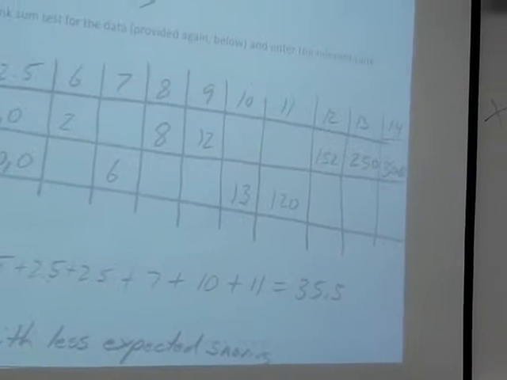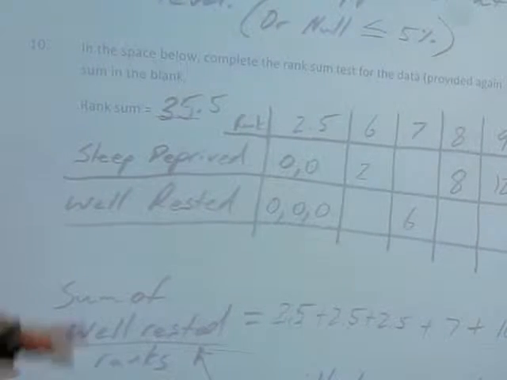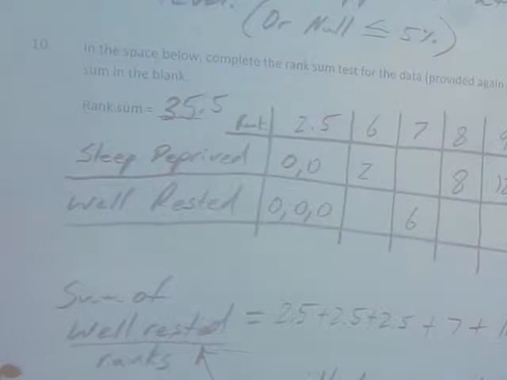Sometimes they'll say the data are significant at 99% confidence. They would tell you that if they were more significant. Now, number 10 and 11, this is just performing the test.